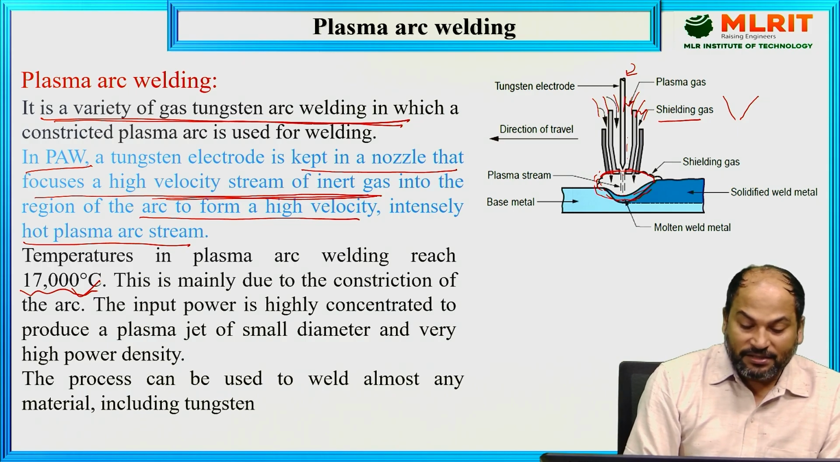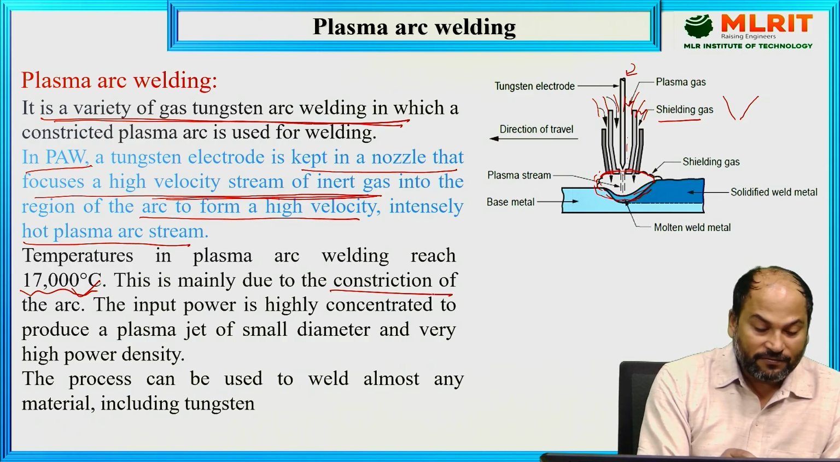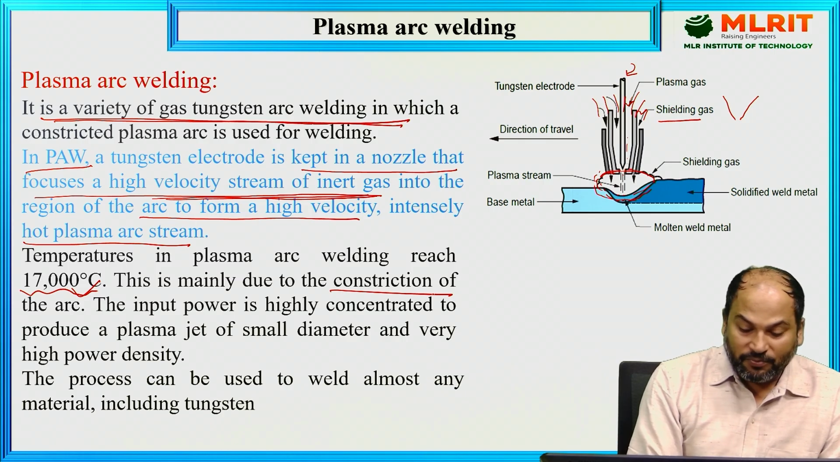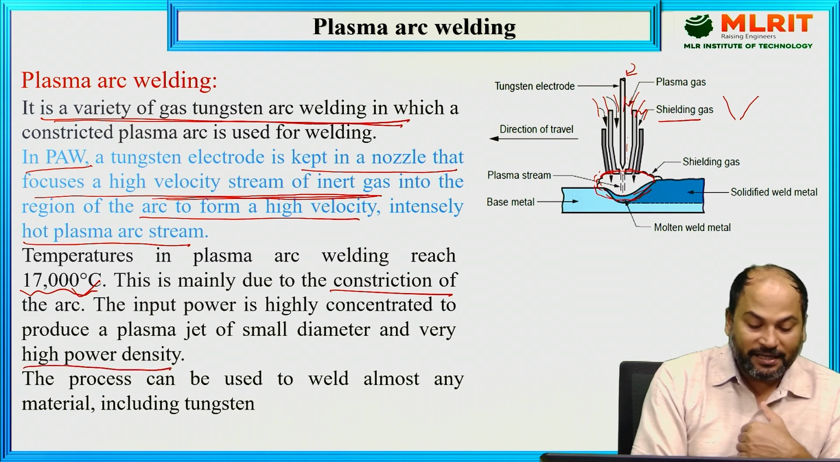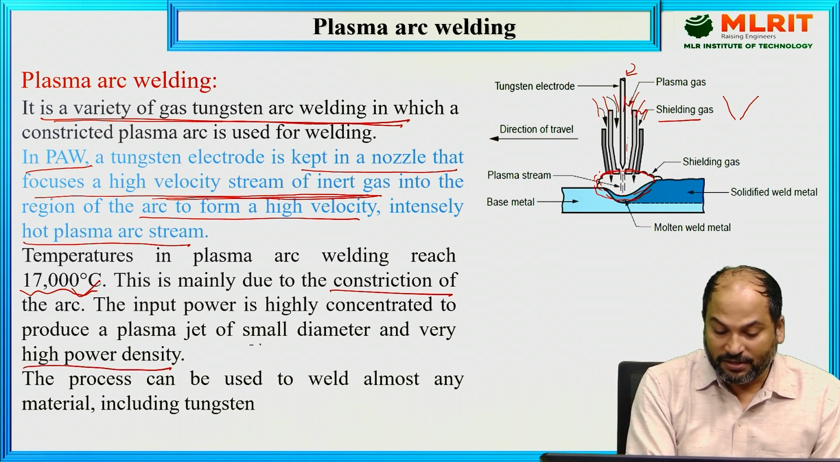This is mainly due to the constriction of the arc. Of course, the input power is highly concentrated to produce a plasma jet of a small diameter and very high power intensity. This is very, very important to understand.